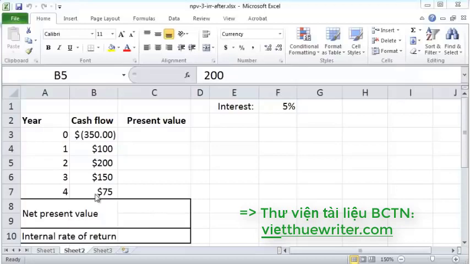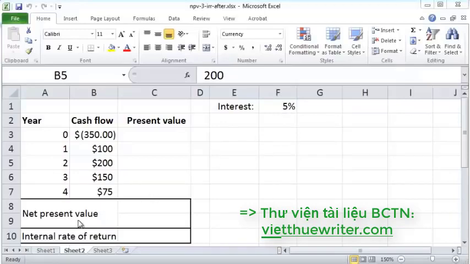If the net present value of these cash flows at this hurdle interest rate, or at this cost of capital, is positive, then it's better to invest in this. If the net present value is negative, it's better to put money in the bank and earn a 5% interest rate.